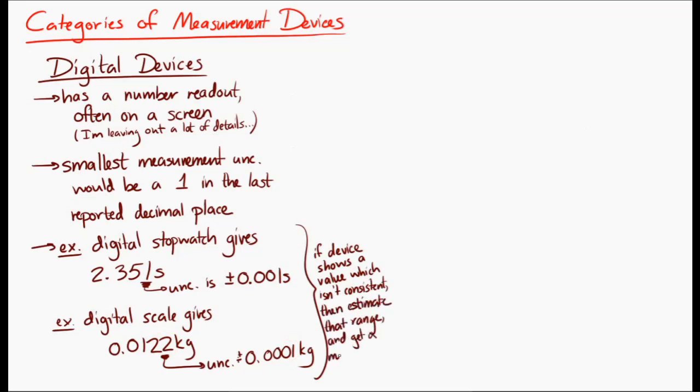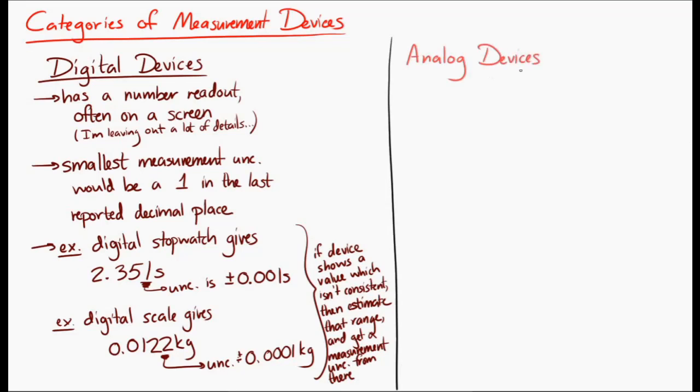Here we're just talking about rules for the smallest possible measurement uncertainty. Now let's say we had an analog device. An analog device is something that has like a dial or a needle. I think of it like the old school type measurement devices.